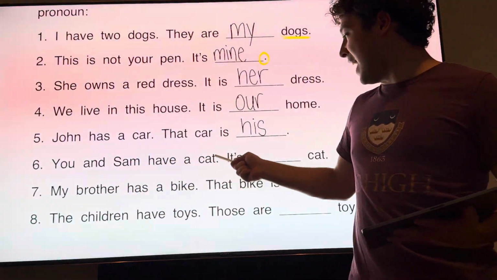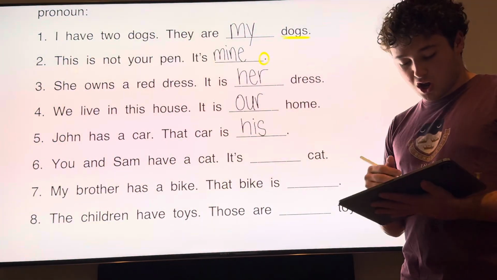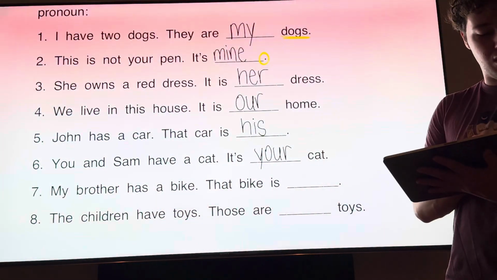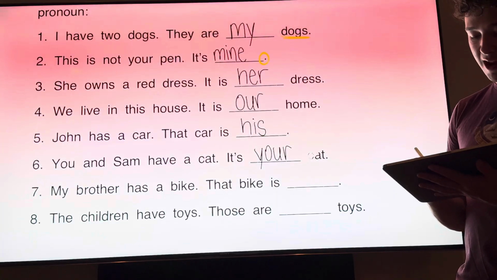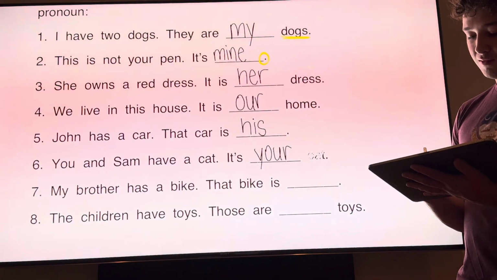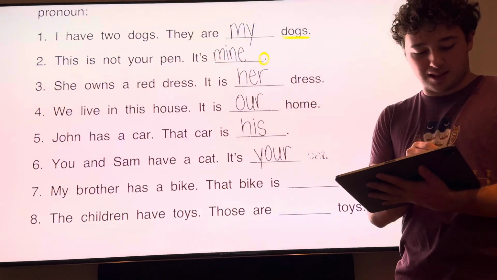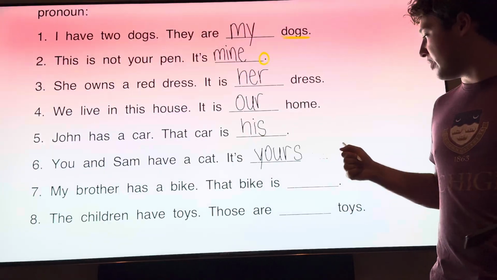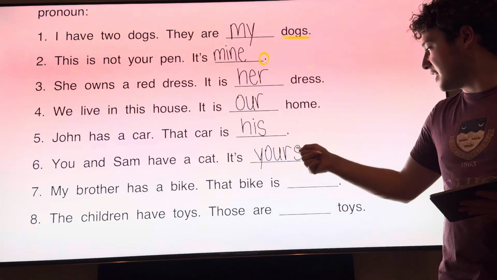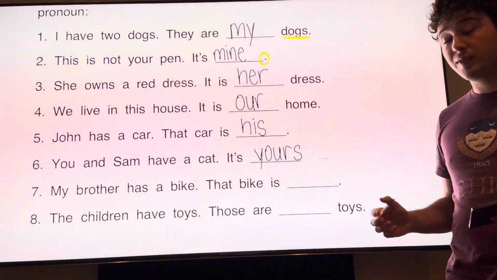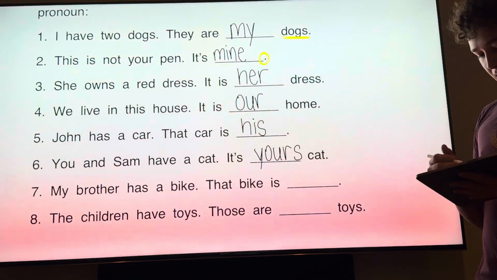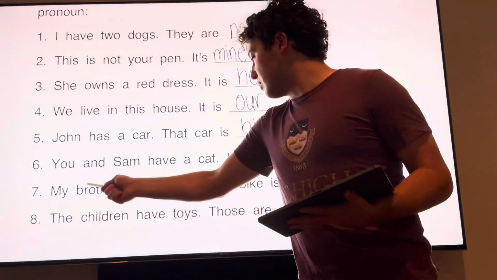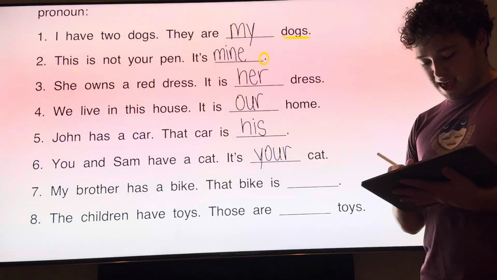You and Sam have a cat. It's, the subject is here, your cat. What if, for example, we got rid of cat? So there was no cat. This was the end of the sentence. How would this change? It would be, it's yours with an S. Because if it's the end of the sentence, it's yours with the S. However, the subject does exist, so it would be your. It's your cat. Okay. My brother has a bike. That bike is his.